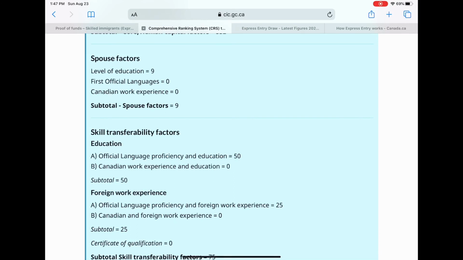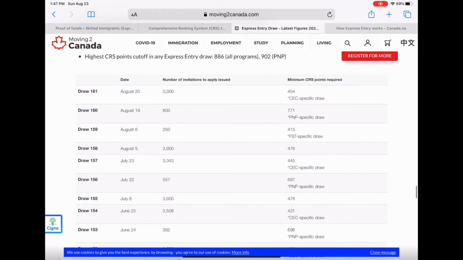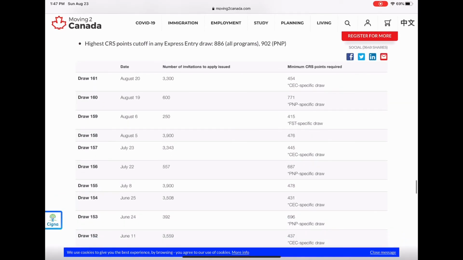For that, I'm going to show you the latest figures. Now every month or so they hold a draw. In the draw they'll say this is the cutoff score, and anybody who has a score above that cutoff score will get an invitation to apply. Invitation to apply means, well, you're almost there, you just have to submit your documents, and if it's all good, you're going to get your PR.